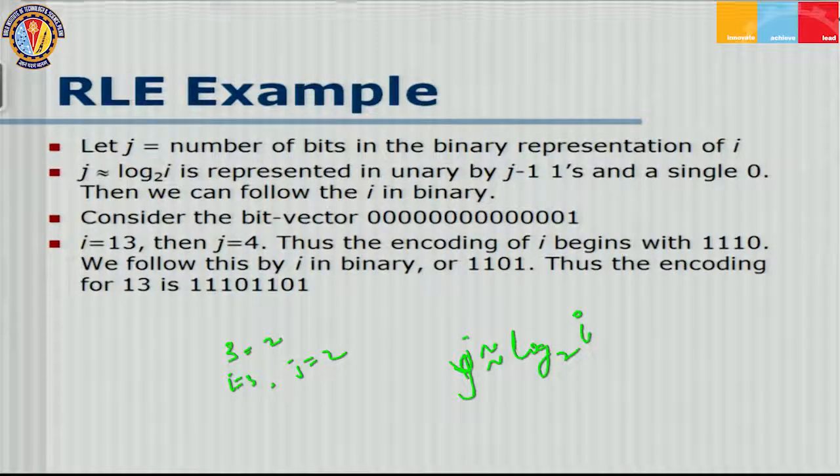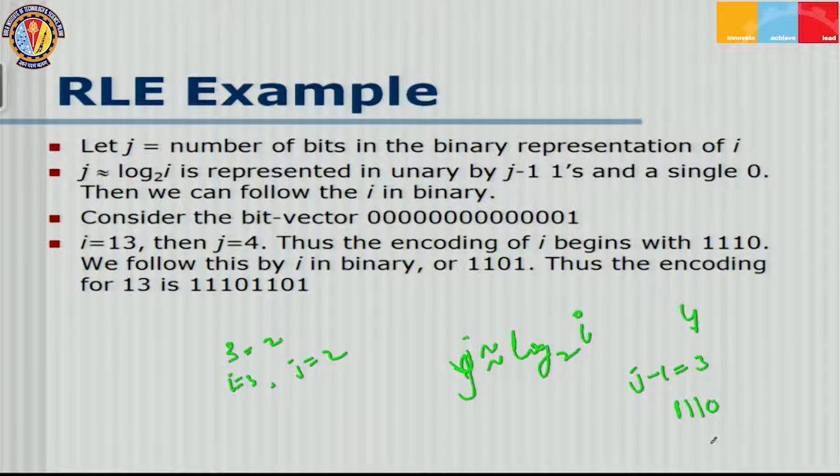And what we do is we take this j, and suppose j comes out to be 4. Then I write j minus 1, that is 3 ones, so 1 1 1 and a single 0. So j minus 1 ones and a single 0. And then we follow this with I in binary. So what was I? 3, right? So it will be 0 1 1 in binary. So that's what we do.